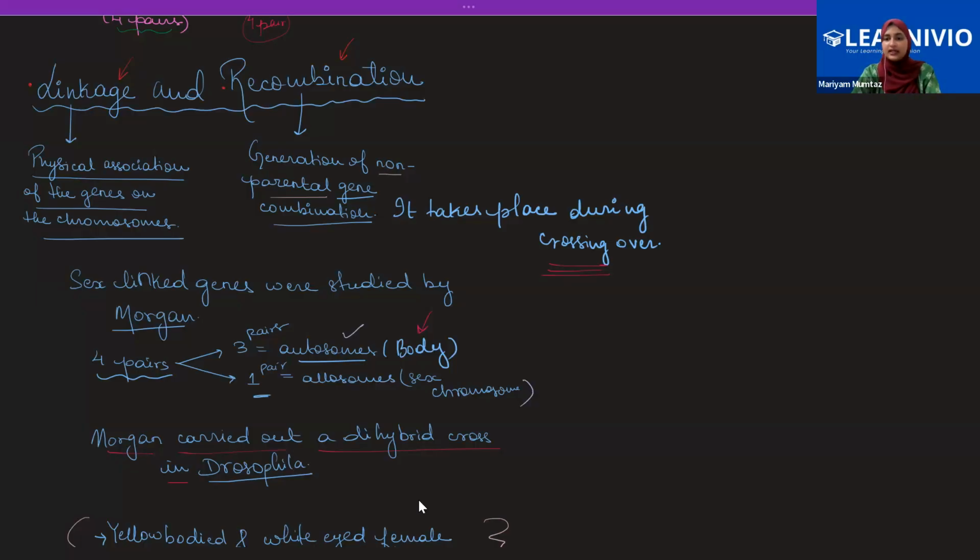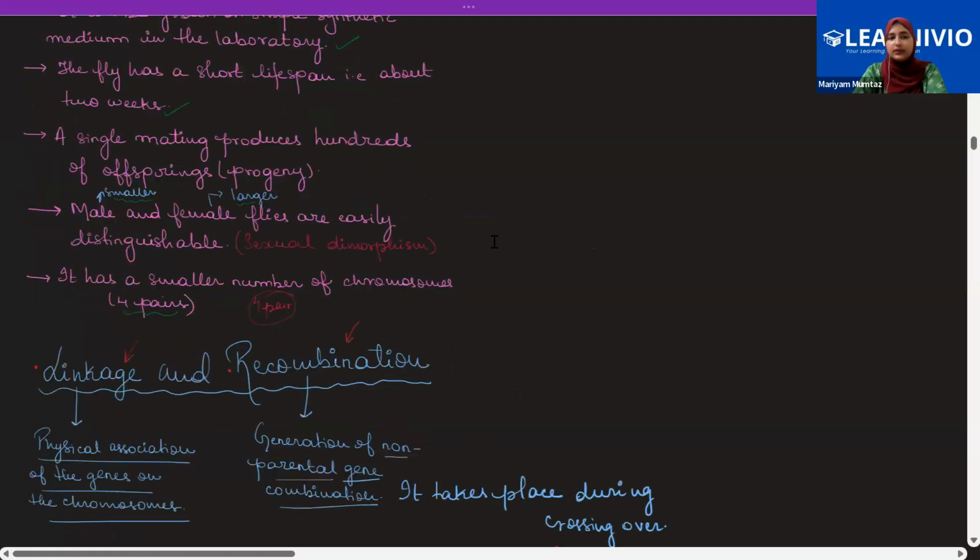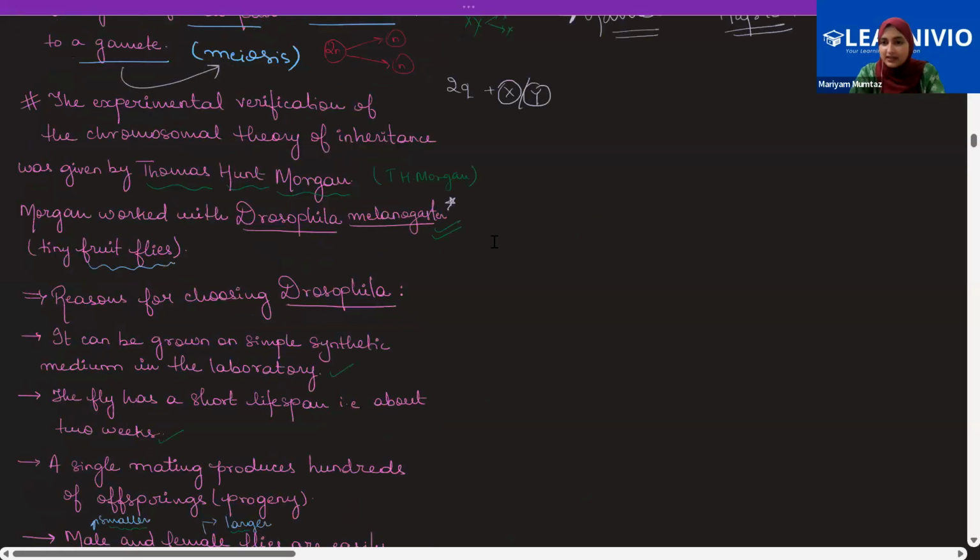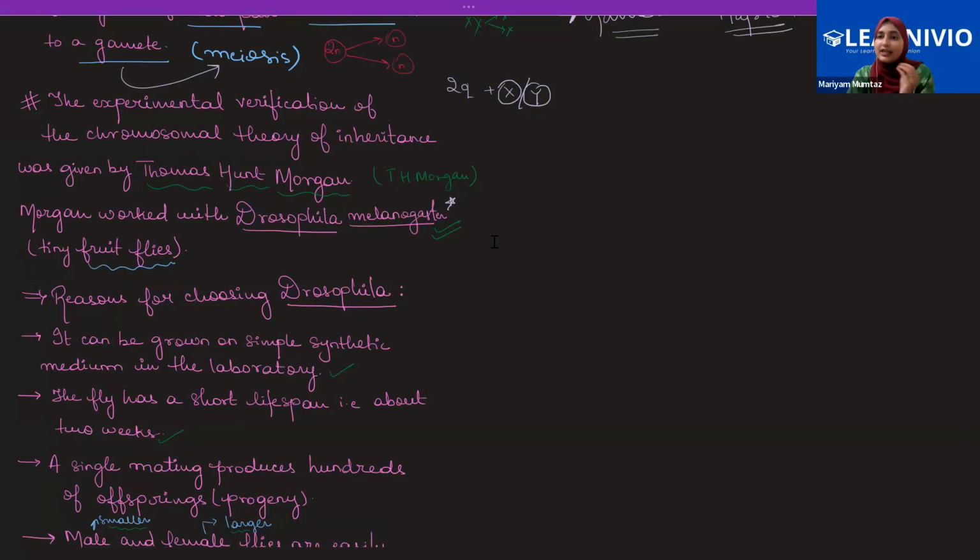So in the previous class, we were talking about the experimental verification of the chromosomal theory of inheritance. We talked about a variety of things. Now tell me if anyone has any doubts from anywhere. Any topic where you got stuck while you were studying? Clear for everyone? Okay, very nice.